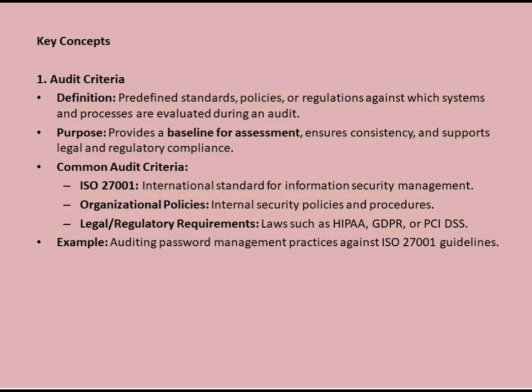Audit criteria. Definition. Audit criteria are the predefined standards, policies, or regulations used to evaluate an organization's systems, processes, and security practices during an audit. They serve as a reference point to determine whether the organization is compliant and secure. Purpose. The main purpose of audit criteria is to provide a baseline for evaluating systems and processes, ensure consistency in audits across departments or organizations, support legal, regulatory, and organizational compliance, and help auditors make objective, justifiable conclusions.